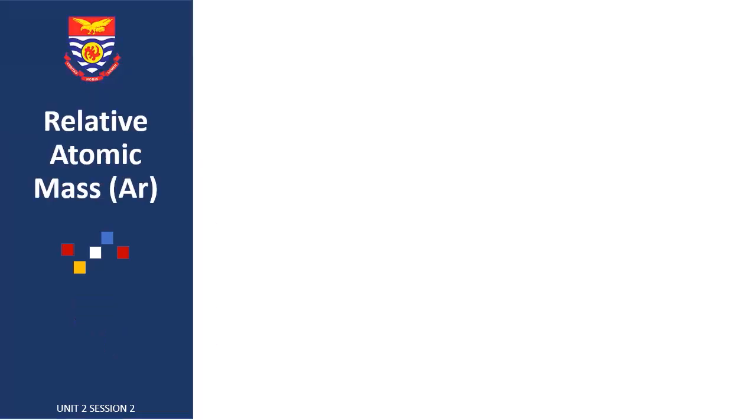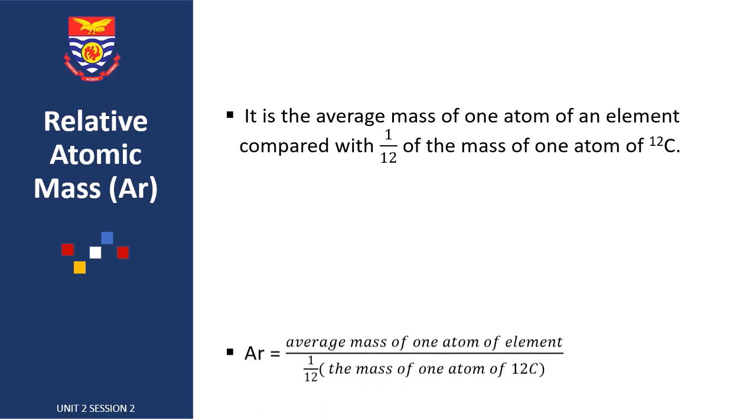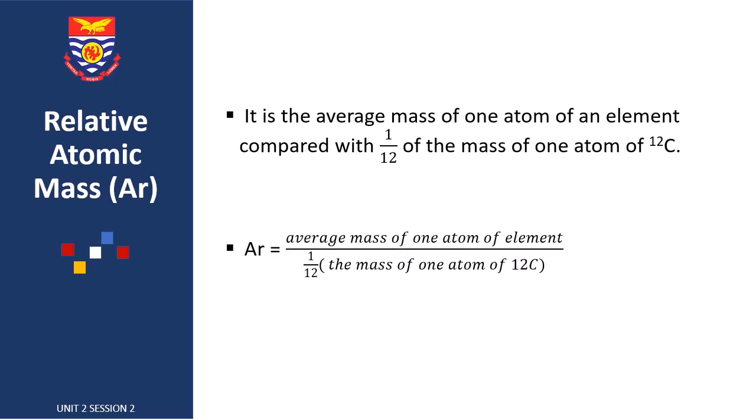Our first objective, relative atomic mass. With relative atomic mass, we are talking about the average mass of one atom of an element compared with 1/12 the mass of one atom of carbon-12. How can we do this mathematically? Relative atomic mass is given as the average mass of one atom of an element over 1/12 the mass of one atom of carbon-12. So that's our definition of the relative atomic mass.